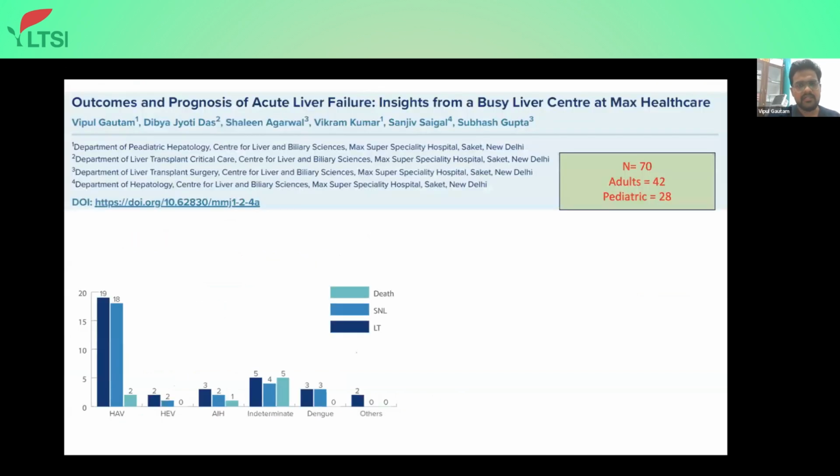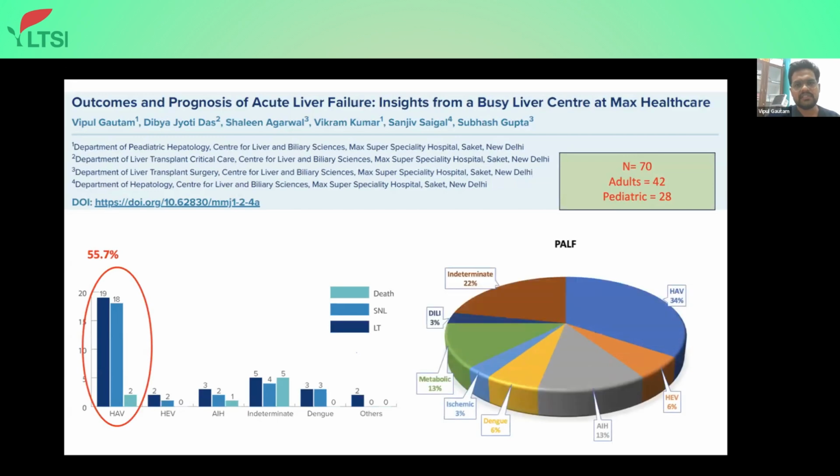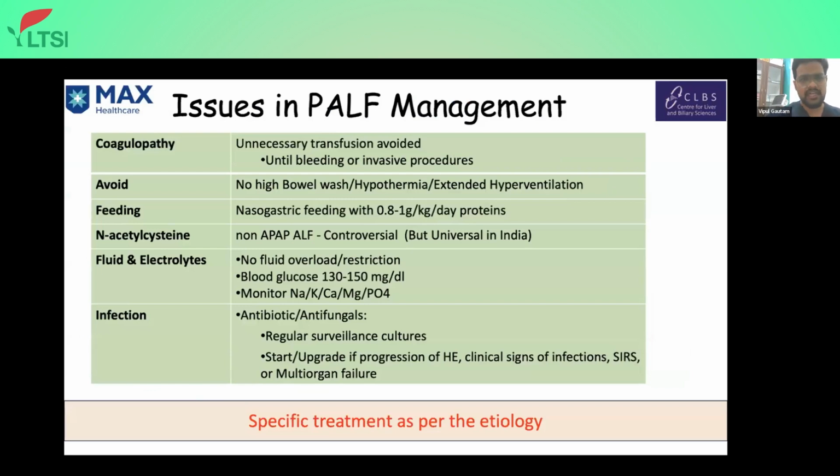Similar data came out from our study from 17 to 24, where we included 70 patients with 42 adult and pediatric 28, and HAV almost 55.7%. The pie chart shows the same, with the majority of patients having hepatitis A, pediatric plus adult, followed by indeterminate and other etiologies.